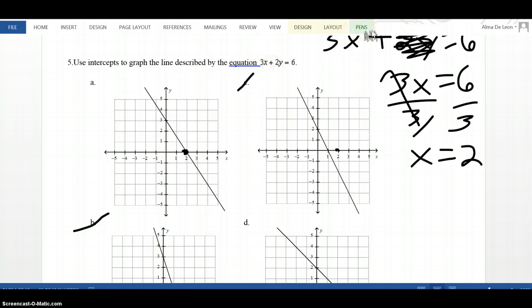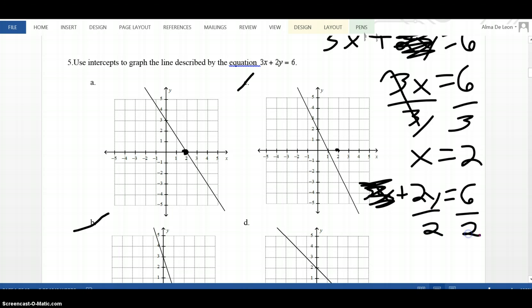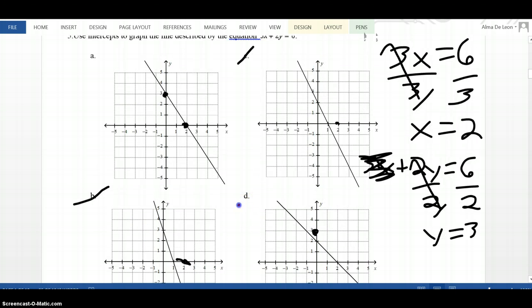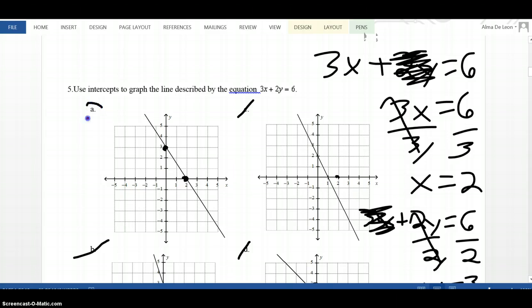Now again, to find the y-intercept, I repeat the same process, but this time I'm going to scratch out the x. To get the y by itself, I divide by 2, and I end up with y equals 3. And so my y-intercept is at 3. A makes sense, and D does not make sense. So our answer clearly has to be A.